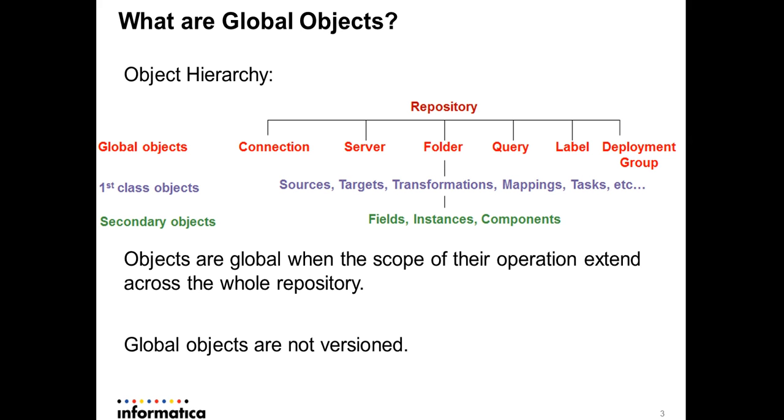First-class objects are objects like sources, targets, transformations, mappings, sessions, workflows, etc., which are encompassed in a folder. And secondary objects are objects like fields, instances, and components, which are parts of first-class objects. Like fields are parts of sources, targets, and transformations. Components are parts of sessions. Let us now look at the access level on the global objects.